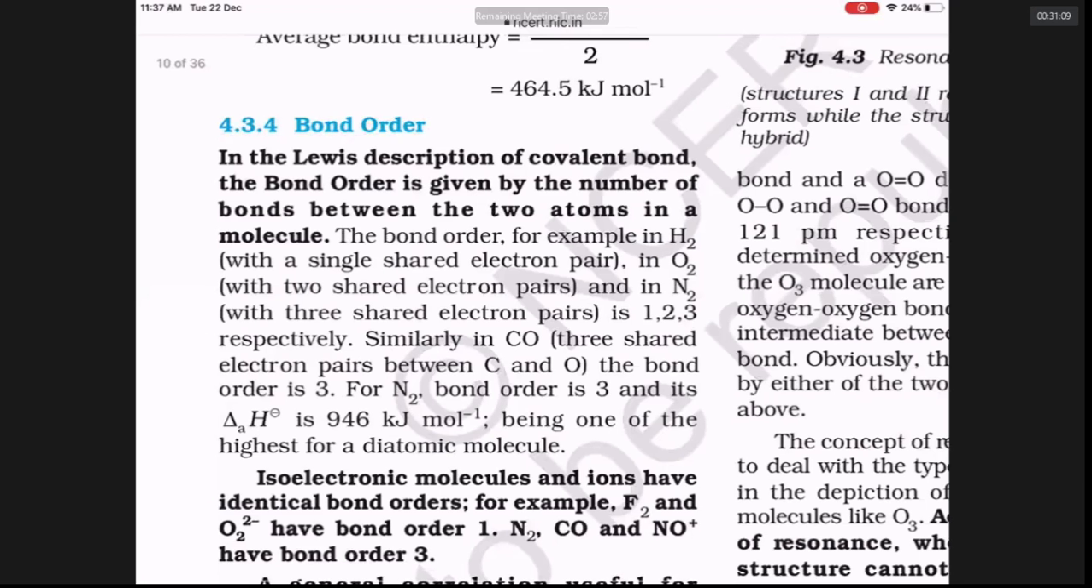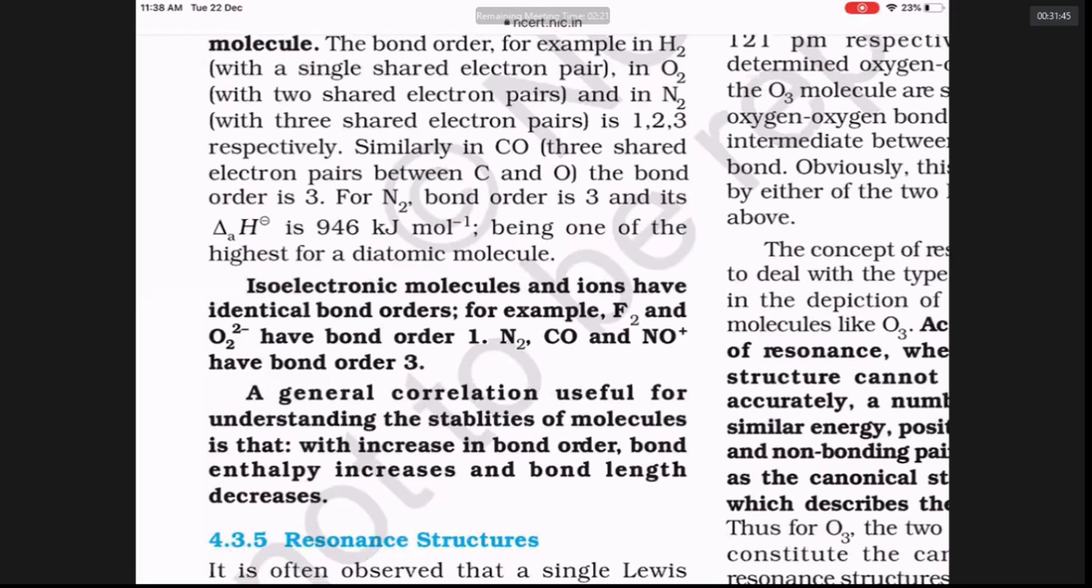Bond order in Lewis' description of covalent bond is given by number of bonds between two atoms. Between two hydrogen atoms, there is only one bond, order is 1. Between two oxygen atoms, there are 2 bonds, bond order is 2. Between two nitrogen atoms, there are 3 bonds, bond order is 3. As bond order is increasing, the energy required to break the bonds, that is bond enthalpy, will increase. N2 has highest bond order, highest bond enthalpy. Okay. So I want to speak more about bond order for your NEET exam tomorrow. But this is what they gave in the textbook.